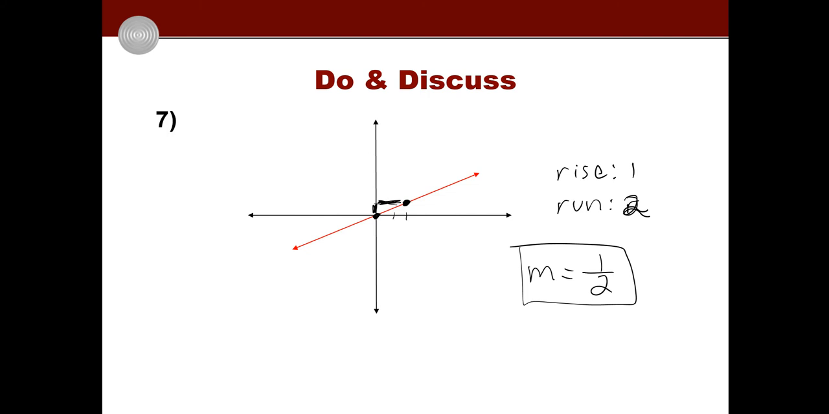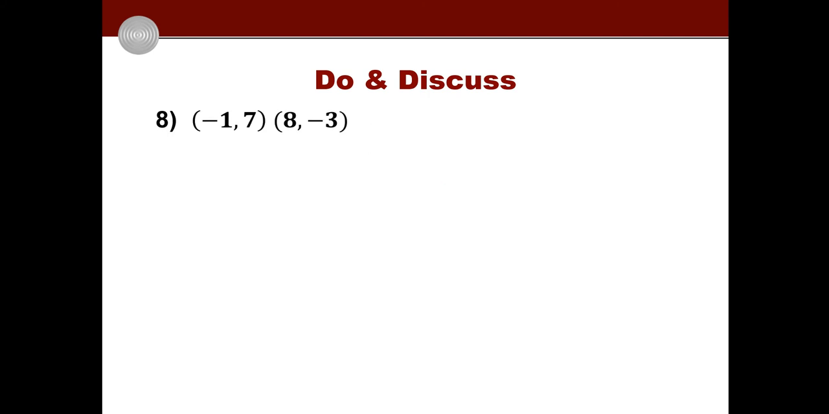Okay, number 8 said find the slope of a line containing the points -1, 7 and 8, -3. They're giving us 2 points. This is where we need to use that formula, m equals y2 minus y1 over x2 minus x1. So that means I'm going to be using this formula, and everything that's in the black is from the formula. I need to label my other pieces and plug them in.